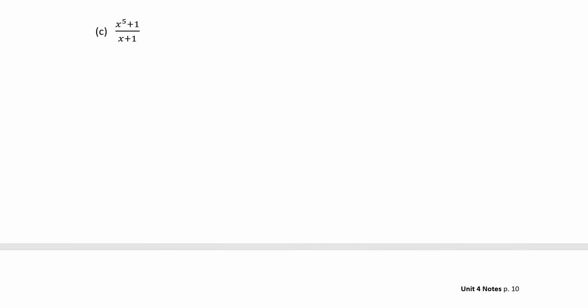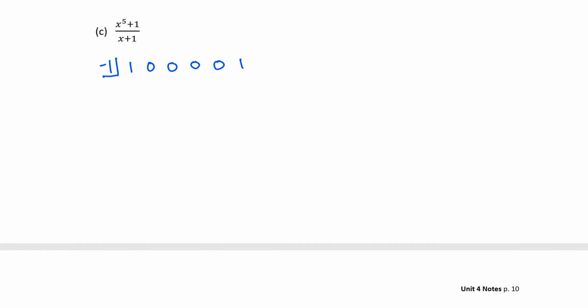x to the 5th plus 1 divided by x plus 1. Looks like a relatively simple problem. In the box, we're going to put the 0 of the denominator, which in this case is negative 1. Then we're going to record the coefficients of the numerator on this first line. We have 1x to the 5th. Do you notice we have a lot of missing powers here? 0x to the 4th, 0x cubed, 0x squared, 0x, and finally our constant term.